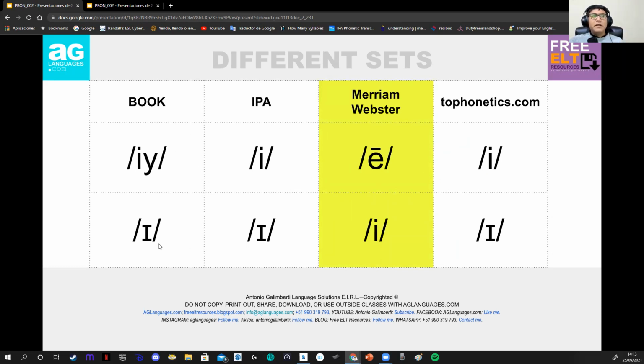Same thing for the lax front mid vowel. Same symbol here, uppercase I, same here, uppercase I, and in Merriam-Webster, lowercase I. To phonetics, uppercase I. One more time, just choose one and stick to it.